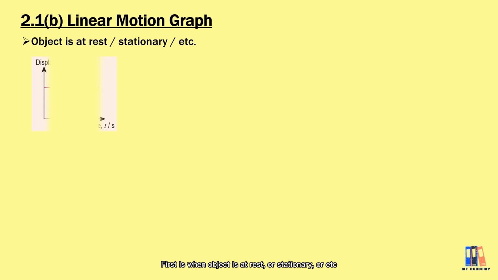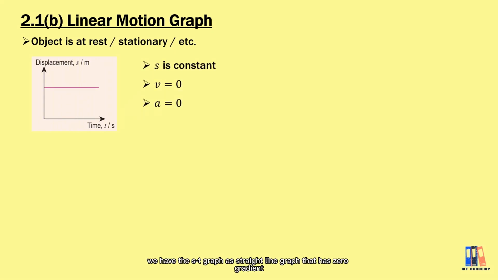First is when the object is at rest or stationary. We have the ST graph as a straight line graph that has 0 gradient, which means that the value of the displacement is constant and doesn't change at all. So the object has 0 velocity and 0 acceleration.